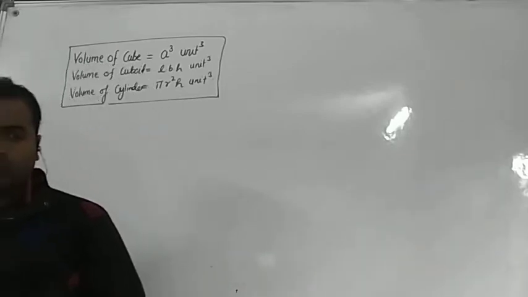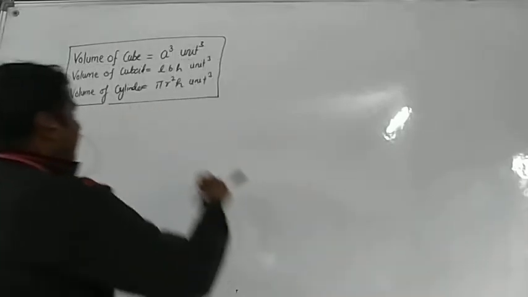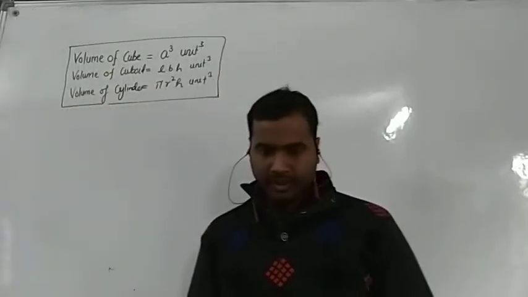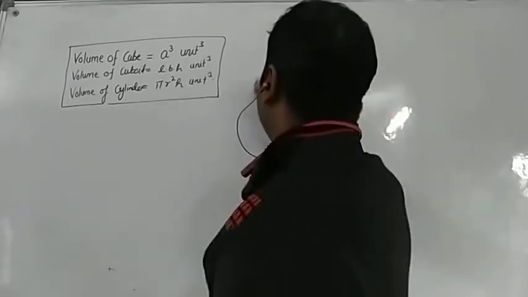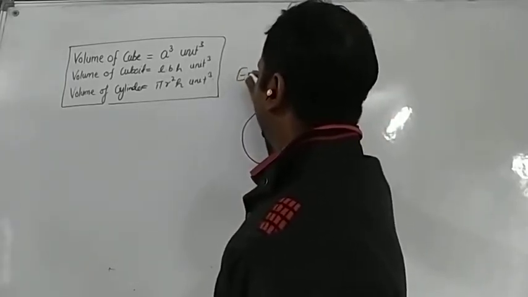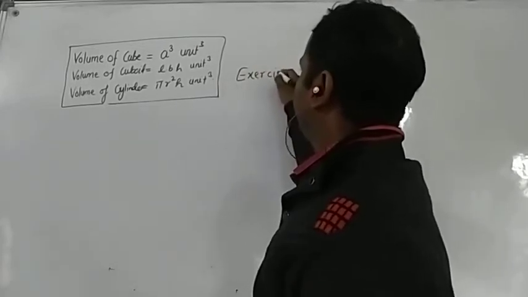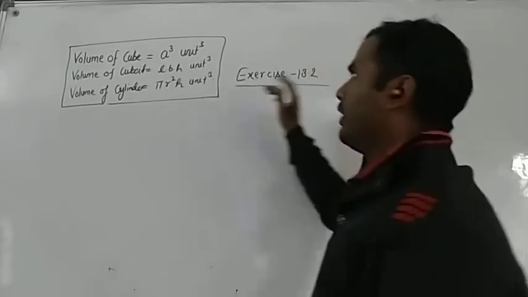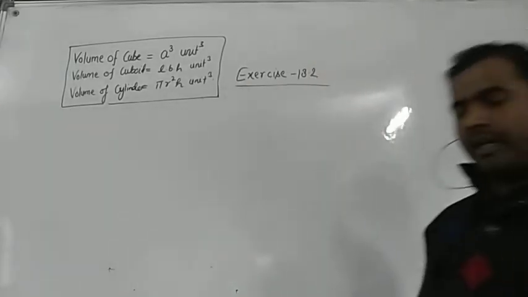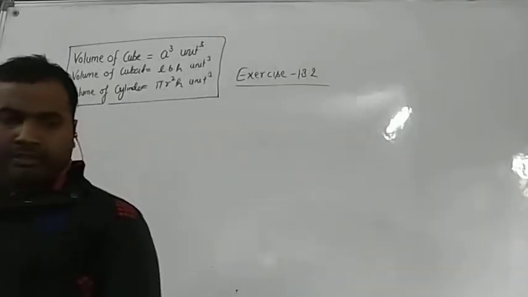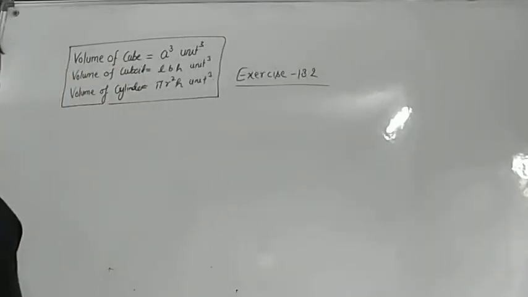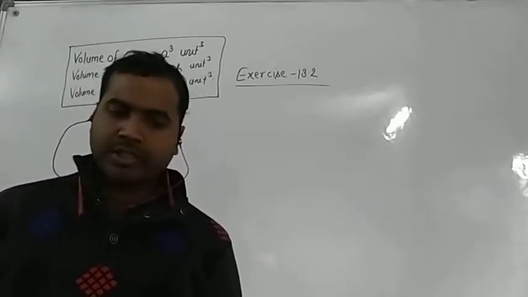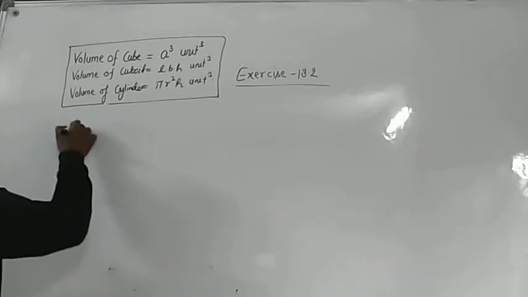Now we discuss questions related to the volume of the given three-dimensional figures: cube, cuboid and cylinder. Now start exercise 18.2, related to volume of cube, cuboid and cylinder. Now discuss question number first. Find the volume of a cube whose surface area is 96.